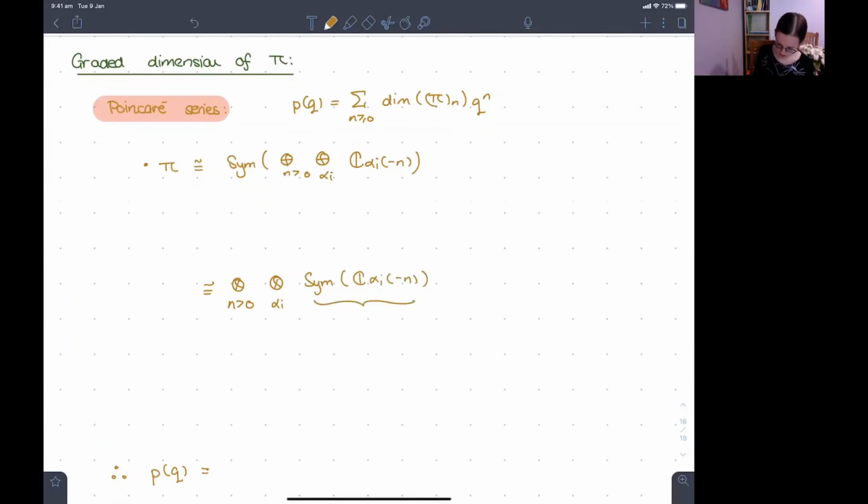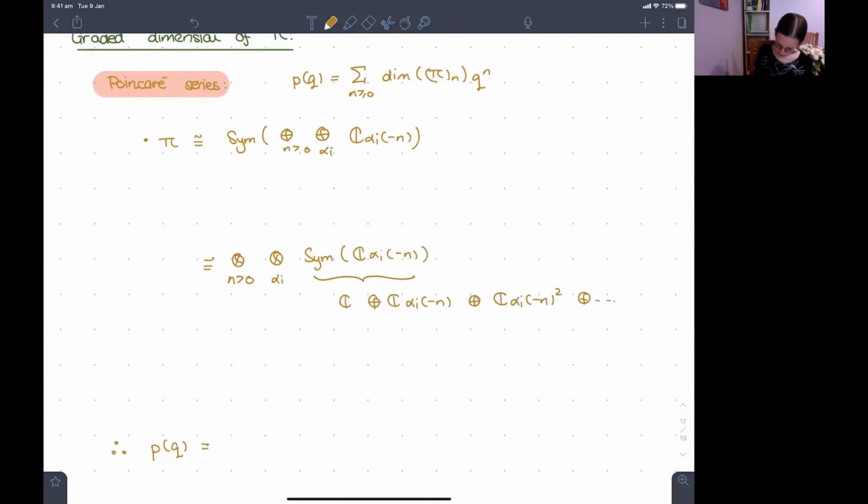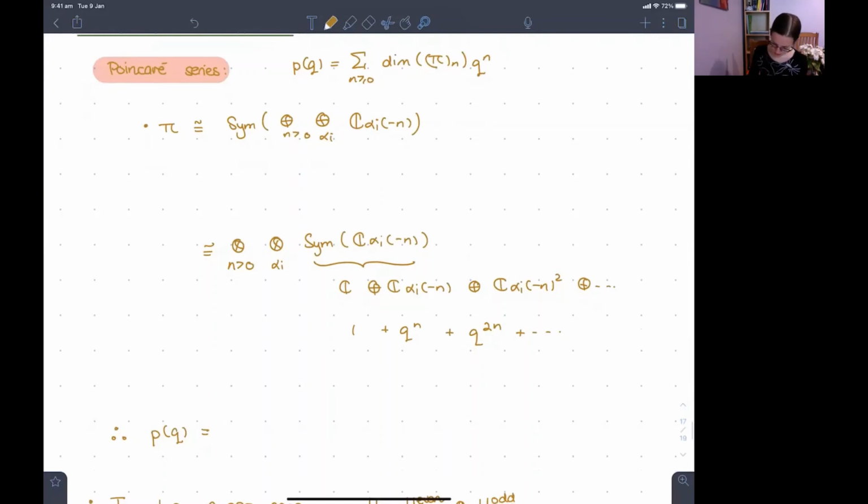So this thing here in degree 0 is C, in degree 1 we have an alpha_i, in degree 2 we have 2 of them, and so on. And so the Poincare series here is 1 plus q^n plus q^{2n}, and so on. So we have nothing except in these dimensions where we have a one-dimensional space. And as my discrete math students should be able to tell us, this is this function here.